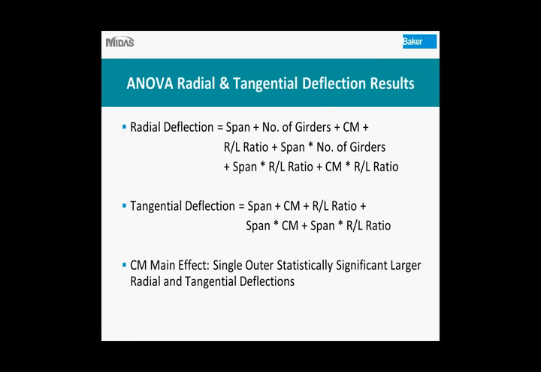So that last bullet, our construction method main effect, we determined that the single outer construction method statistically significantly results in larger radial and tangential deflections than any of the other three methods. And if you remember, we found that also for the vertical deflection.